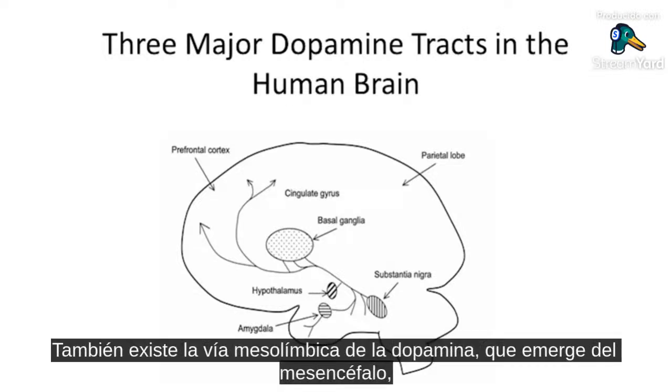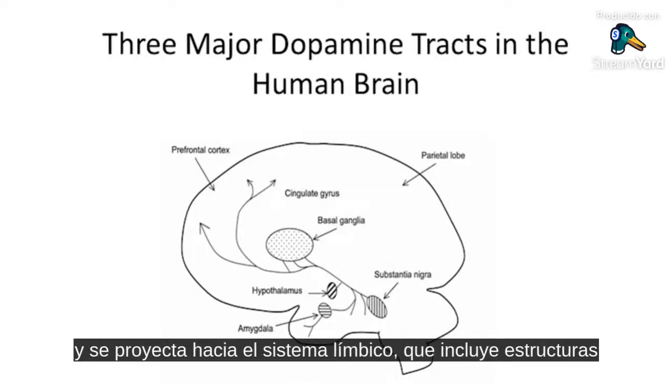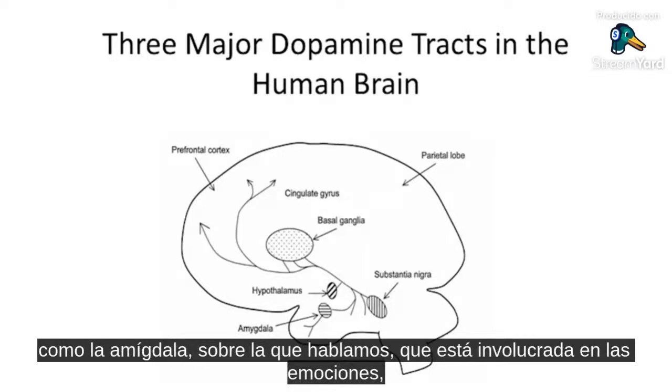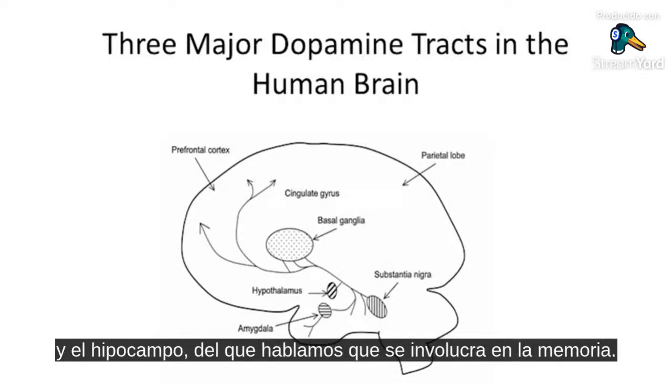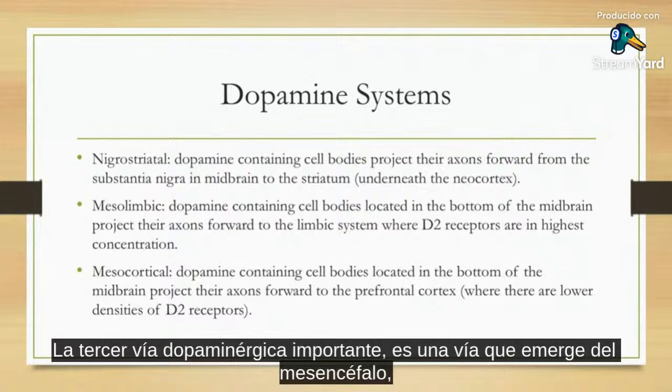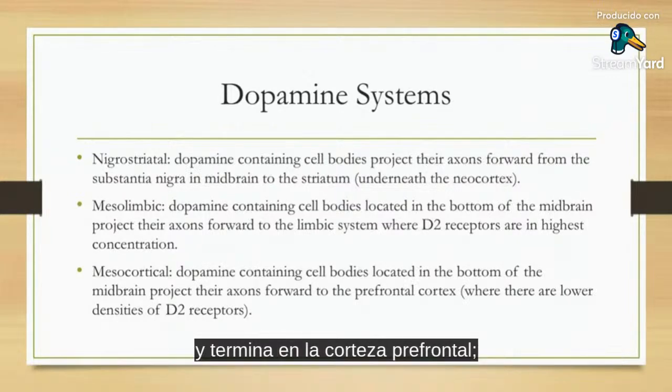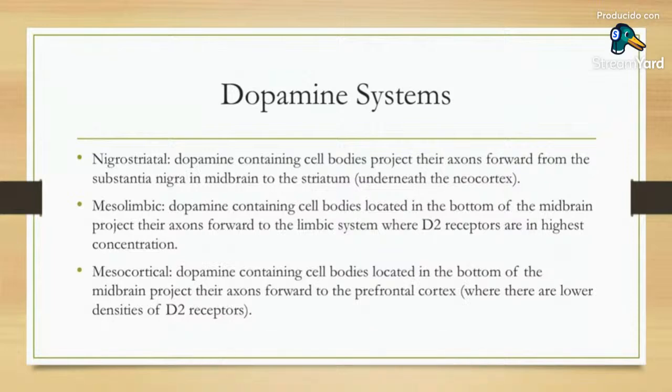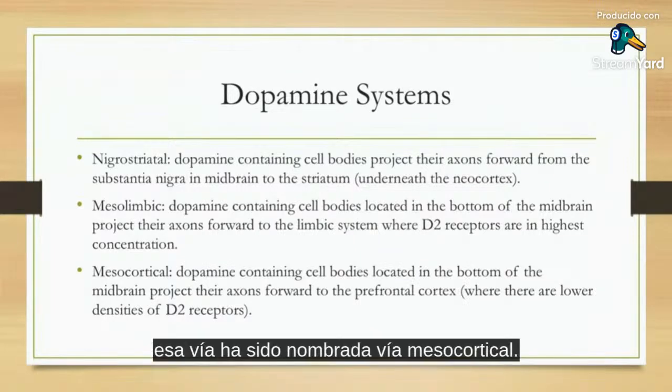There is also a mesolimbic dopamine system, which emerges from the midbrain and projects into the limbic system, which includes structures such as the amygdala, which we talked about as being involved in emotion, and the hippocampus, which we talked about as being involved in memory. The third major dopaminergic system emerges from the midbrain and terminates in the prefrontal cortex. That system has been labeled the mesocortical system.